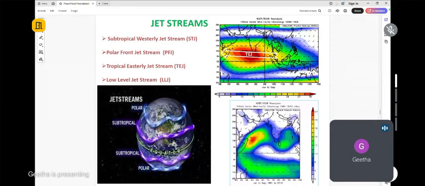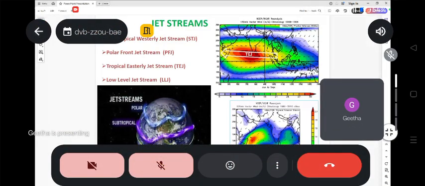Go to the winter season. In winter season, what is the lowest minimum Delhi can experience? 4 to 5 degrees. What about Chennai? 18, 19. Very rarely. Approximately 20 degrees we can keep. So what is the temperature difference here now, north-south? There 5, here it is 20. Approximately 15 degrees. Yes, ma'am.